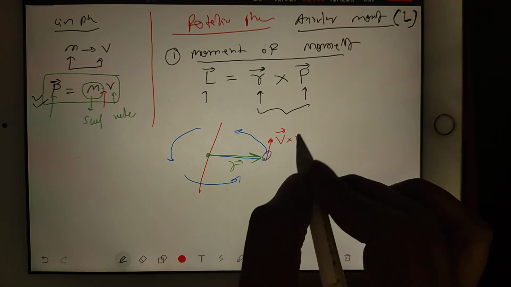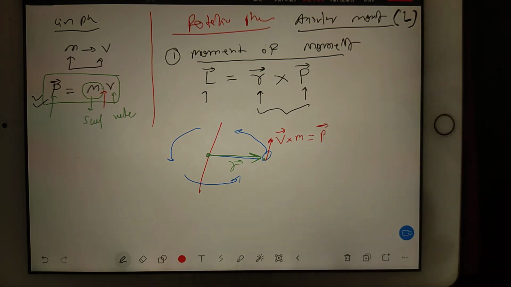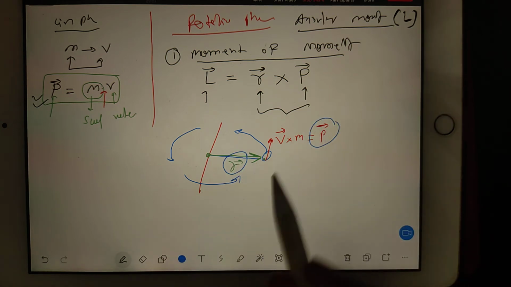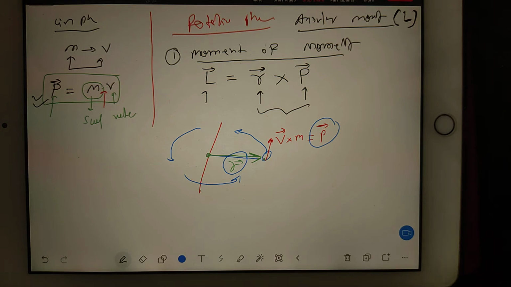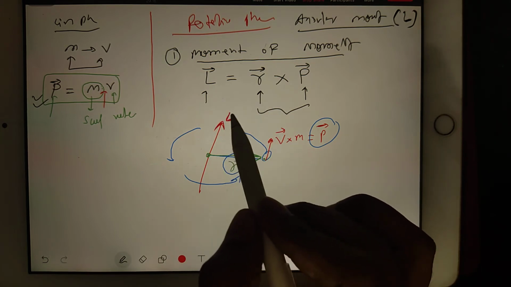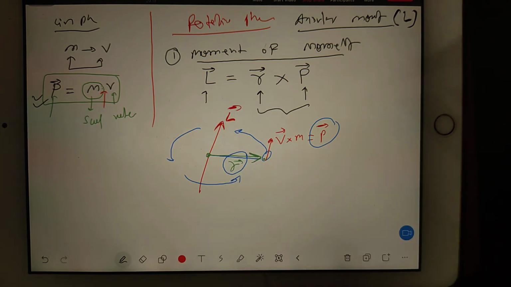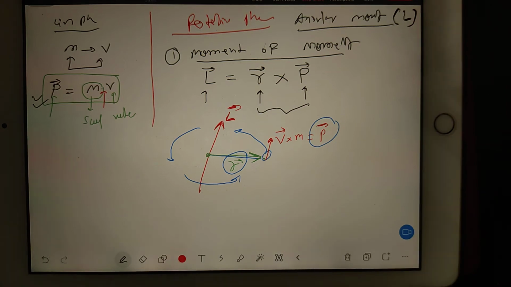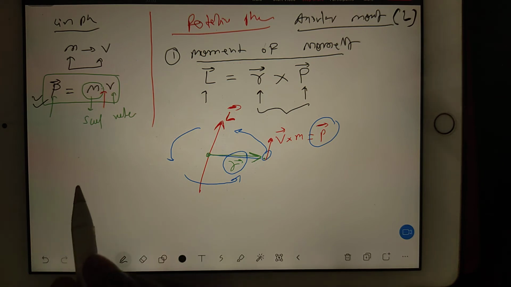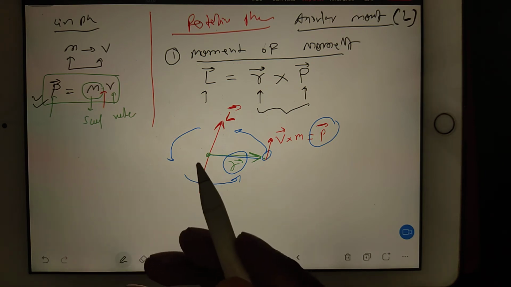So velocity multiplied with mass will give the direction of momentum. Now we are clear with the direction of r and the direction of p. So we can clearly see the angular momentum direction will be exactly perpendicular, right? Now we are very clear in which direction the capital L will come. Always r cross p will come in this direction, right? Clear. Copy down this.